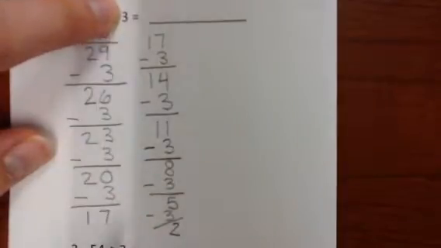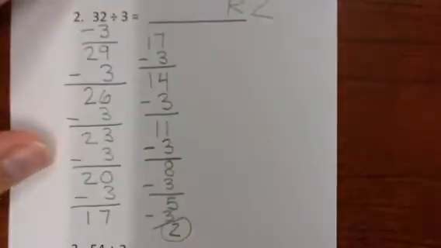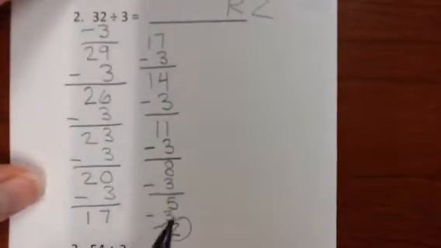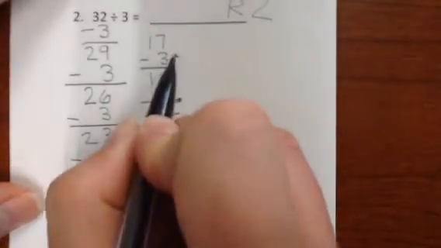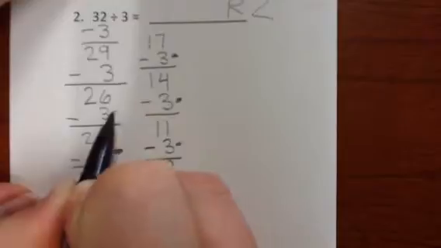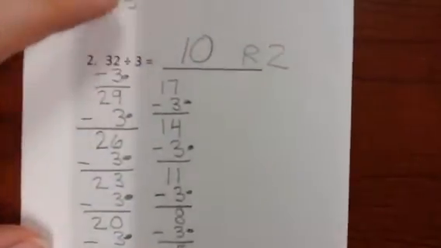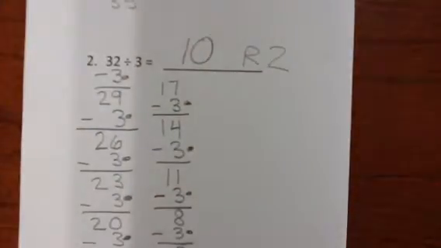Now I've got something that's smaller than my original divisor, which is 3, and so I know that it must be a leftover. 2 is a leftover, or a remainder. In fact, I can go ahead and put that up here. Remainder 2. Now let's see how many times I subtracted 3. 1, 2, 3, 4, 5, 6, 7, 8, 9, 10. So I subtracted 3 ten times, and then there was 2 left over, which means 32 divided by 3 is 10 remainder 2, or 2 left over.